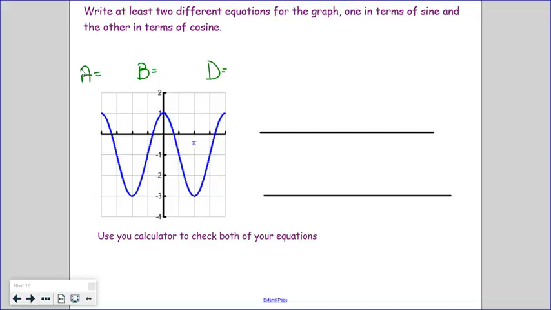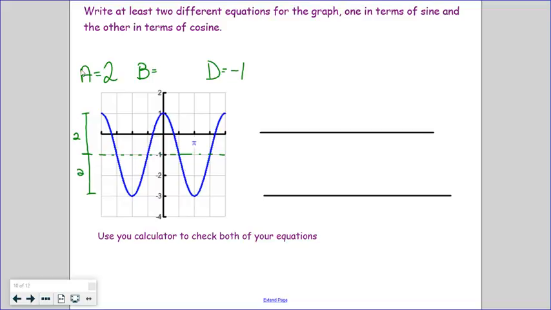My conversation about A and D kind of happened at the same time. How far apart are my max and min? Where is the middle of that? So how far does that make my max from that midline? The distance total from bottom to top would be 4. Half of 4 is 2, so 2 above and 2 below. The midline is running at -1. So vertical shift is -1, amplitude of 2.